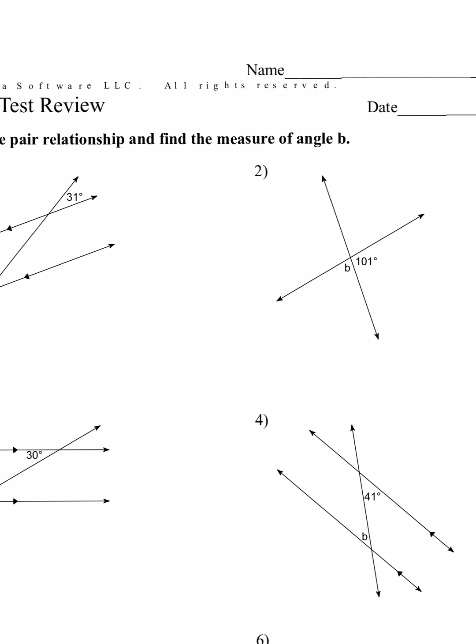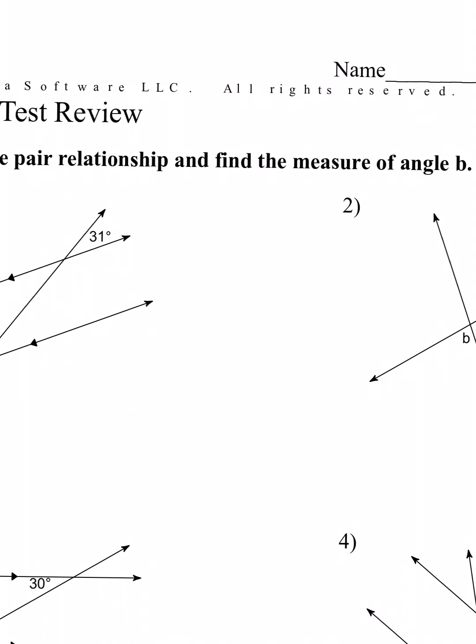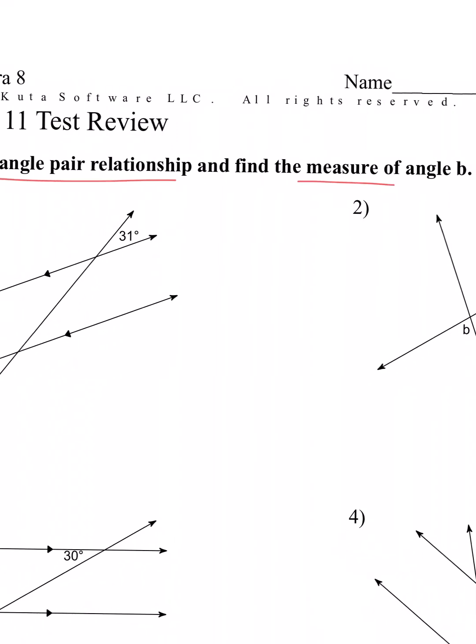Okay, let's talk about Chapter 11 test review. The first section: name the angle pair relationship and find the measure of angle B. How many answers should you have on this page for each one? You should have 2 for each problem. I want the angle pair relationship and I want the angle measure.